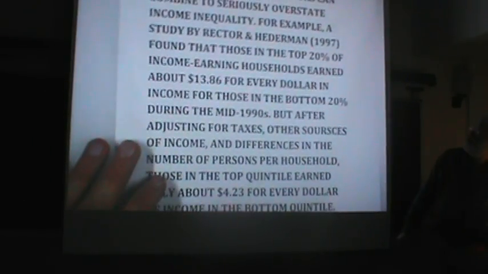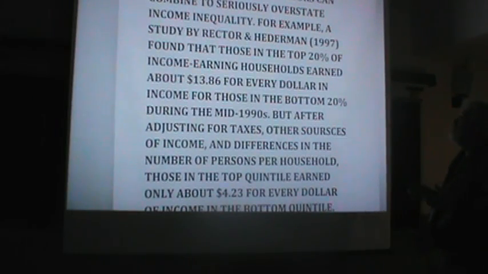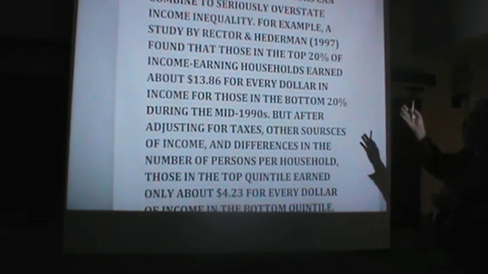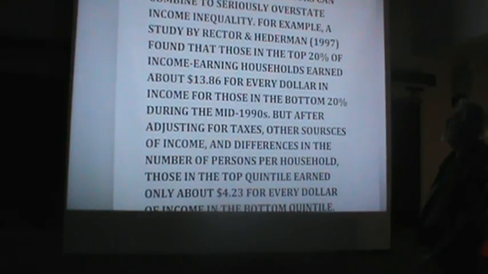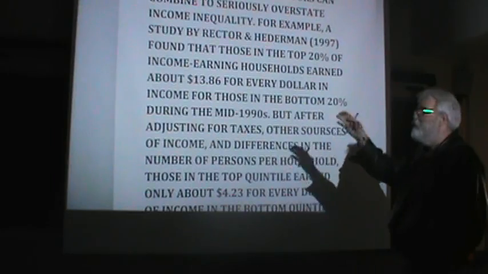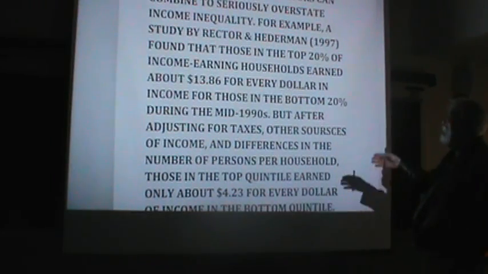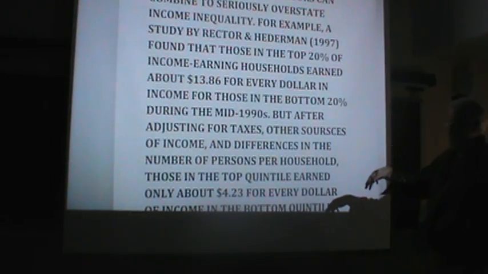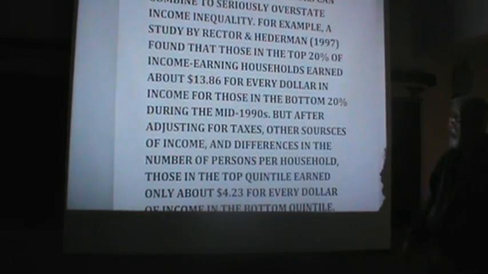In combination, these factors can combine to seriously overstate income inequality. And here we're going to look at a really old study, a study by Rector and Herderman from 1997, just to kind of illustrate the point. They found that those in the top 20% of income-earning households earned about $13.86 for every dollar earned by people in the bottom 20%. Again, that's way back in the 90s.